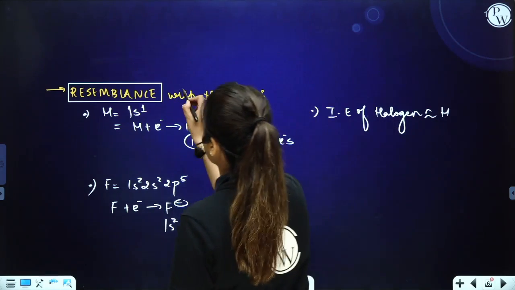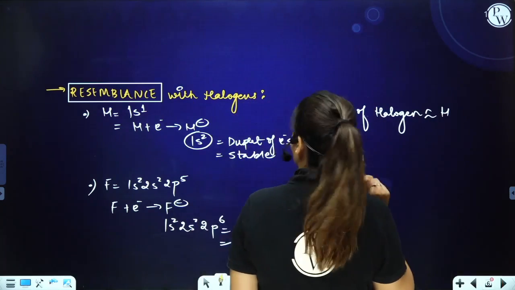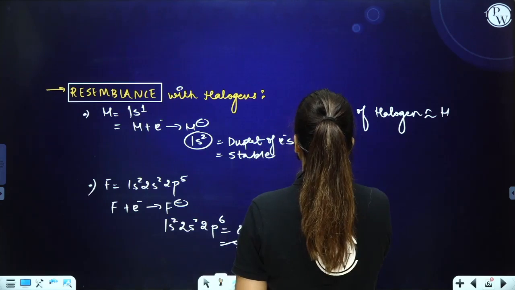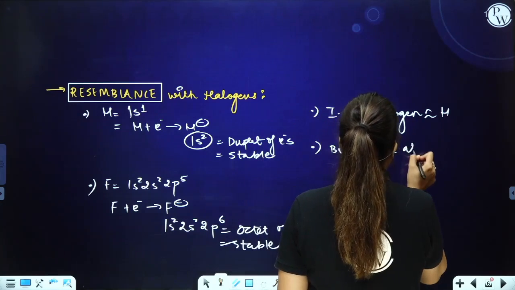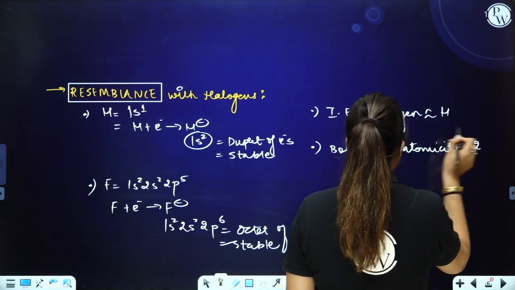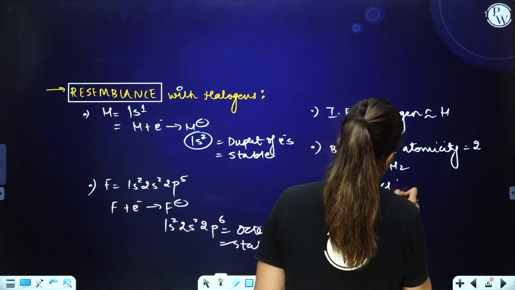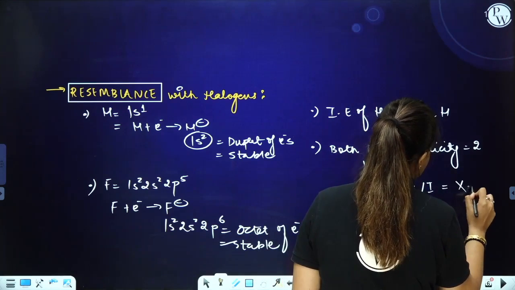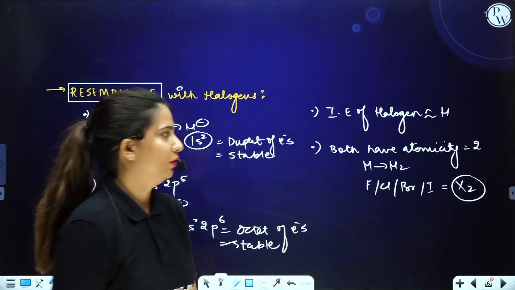After that, one more behavior is similar. Both have atomicity equal to 2. Hydrogen exists as H2, and fluorine, chlorine, bromine and iodine all exist as X2. So they have their atomicity equal to 2, right? So this is also a similarity between these two.